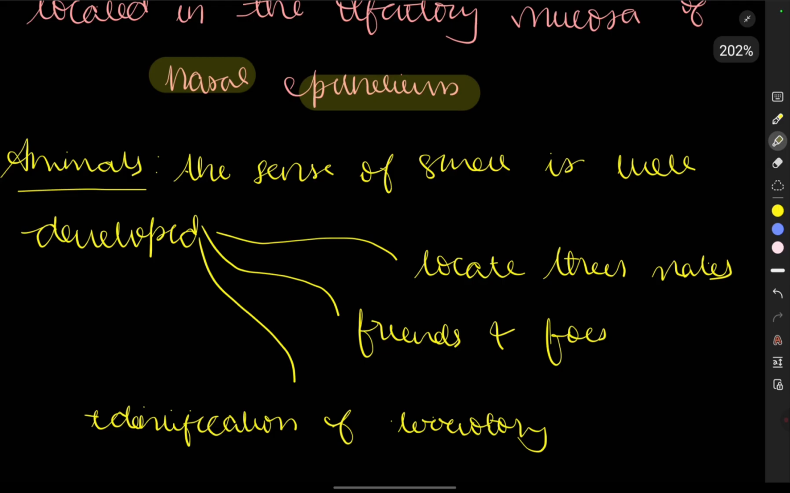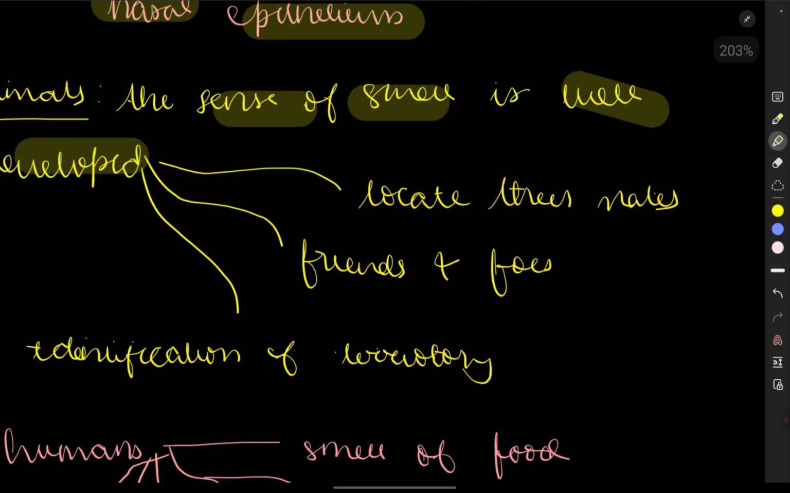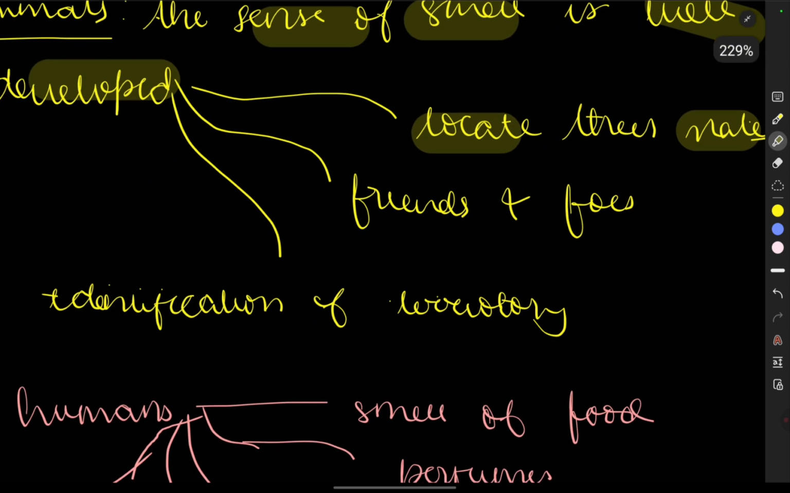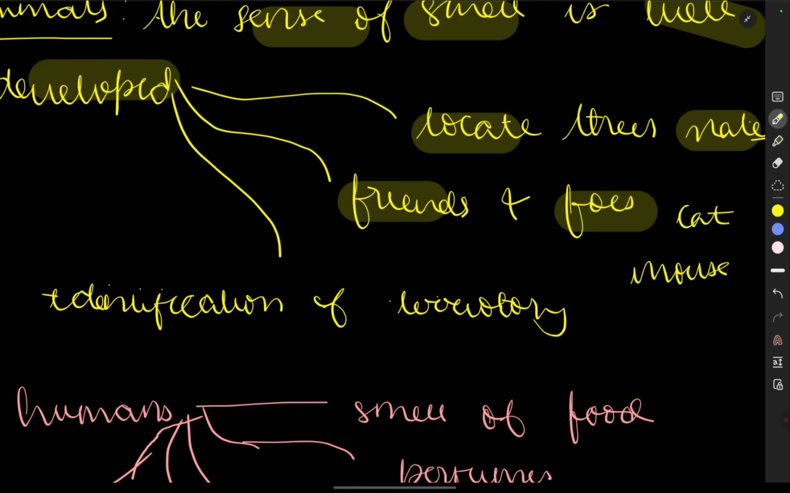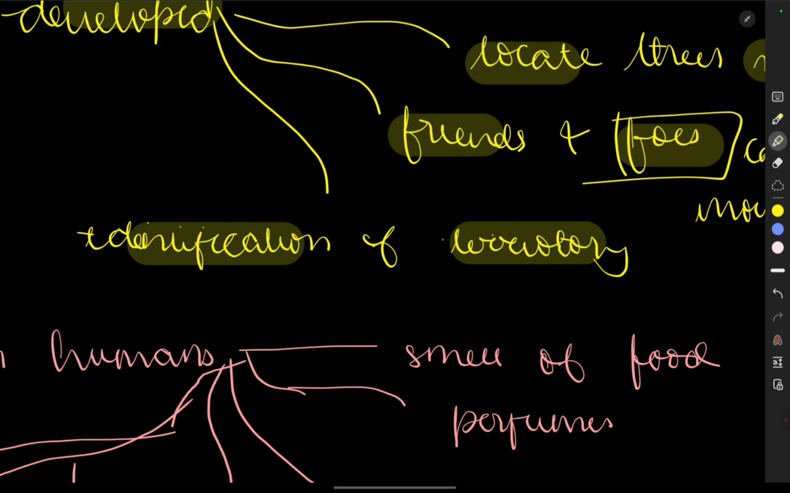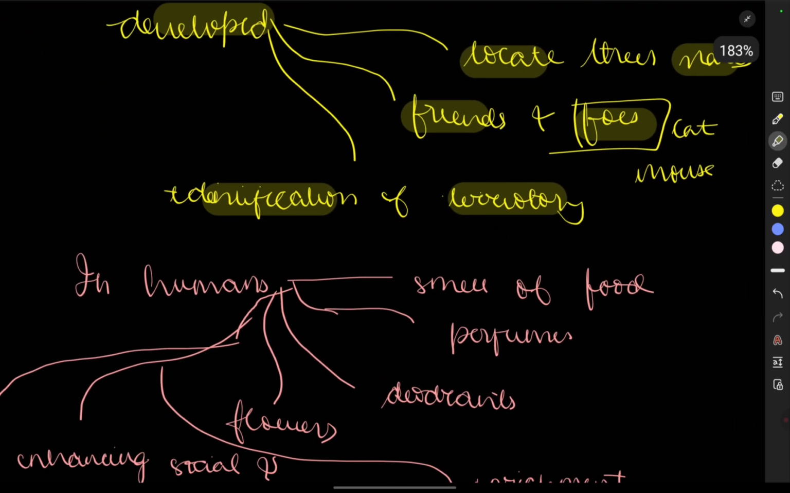Now, talking about the animals, animals have a well-developed sensation of smell. The sense of smell is well defined in animals. This helps them to locate their mates for mating, and to differentiate between friends and foes. We can take the example of a cat and a mouse. The cat chases the mouse based on the sensation and perception of the smell. It also helps in identification of the territory, like where they belong. So these are the reasons the animals have well-developed sensation.